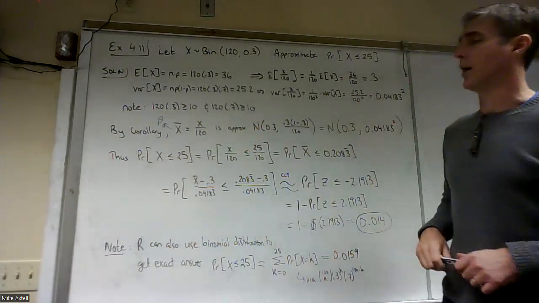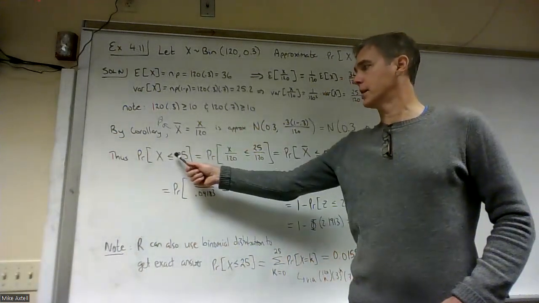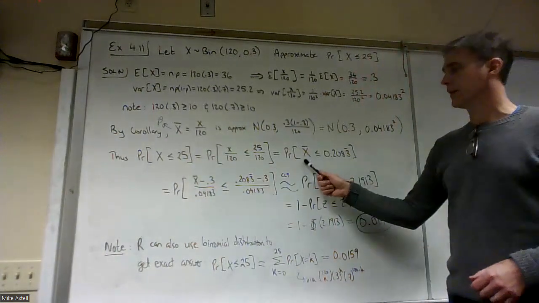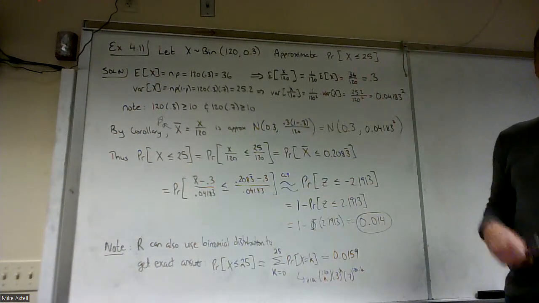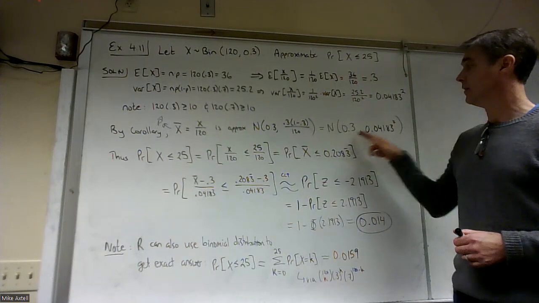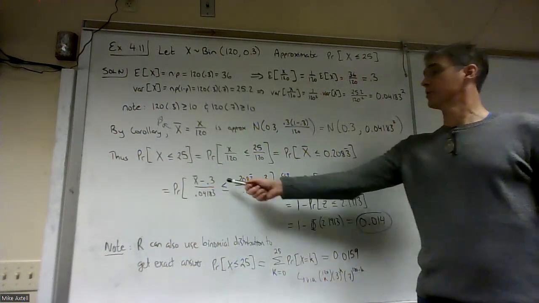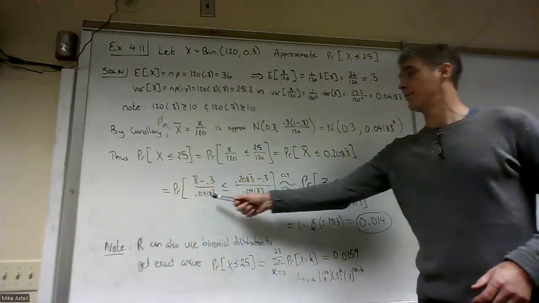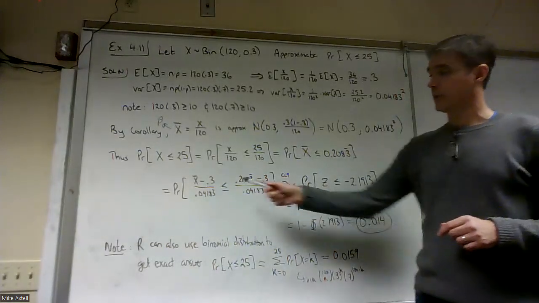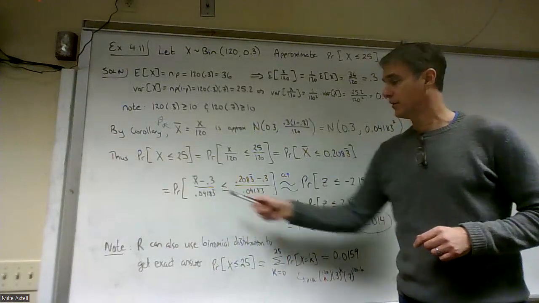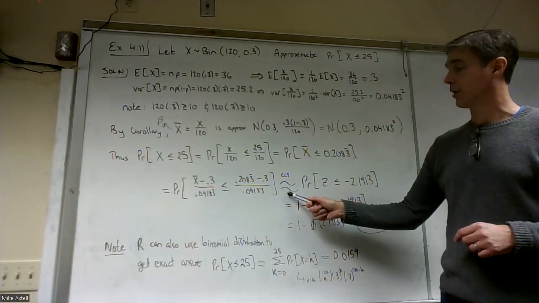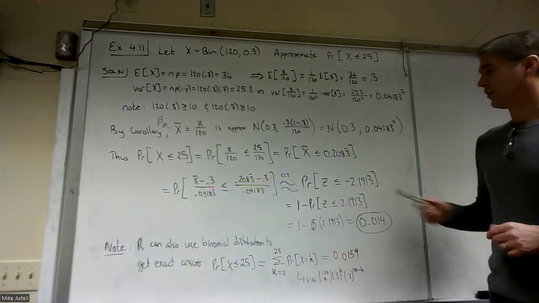So let's actually tackle the problem. I'm trying to calculate the probability x is less than or equal to 25. So I'm going to divide both sides by 120 to create the x bar, right? I know x bar is approximately normally distributed, and I know its mean and its standard deviation. So I'm going to subtract its mean, and I'm going to divide by its standard deviation on both sides. The central limit theorem then tells me that this expression on the left here is approximately standard normal. So replace it with a z. It's now an approximation. Cranked out the value on the right.